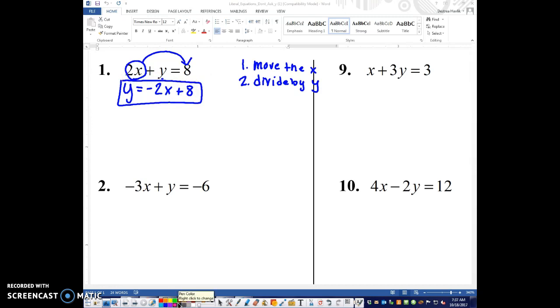So let's look at number 2. What is the first step? Move the x, right? So we're going to take this x term, and we need to move it away from y, right? So we have y equals, that negative 3x, when we move it, becomes a what? Positive 3x. And then we write minus 6. Very good. There's nothing in front of y, and so we're done. It is set to y equals. Okay? So let's go on to the next one.